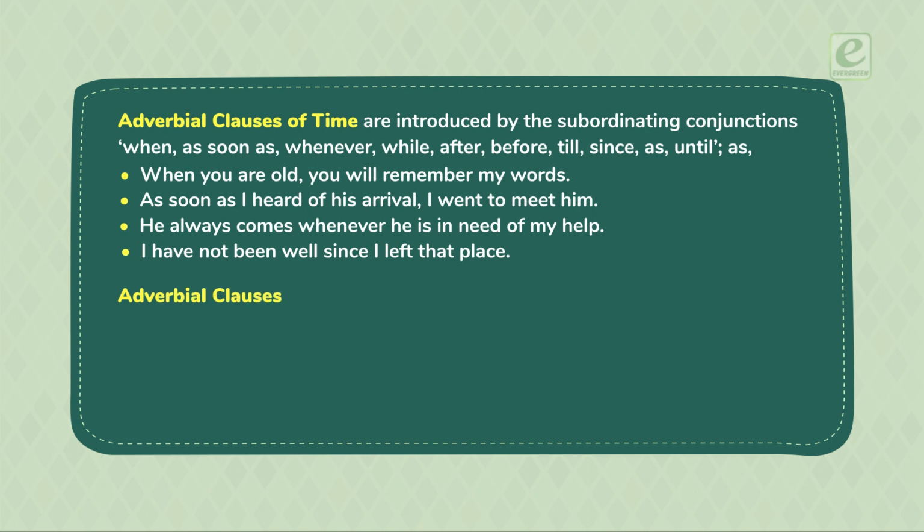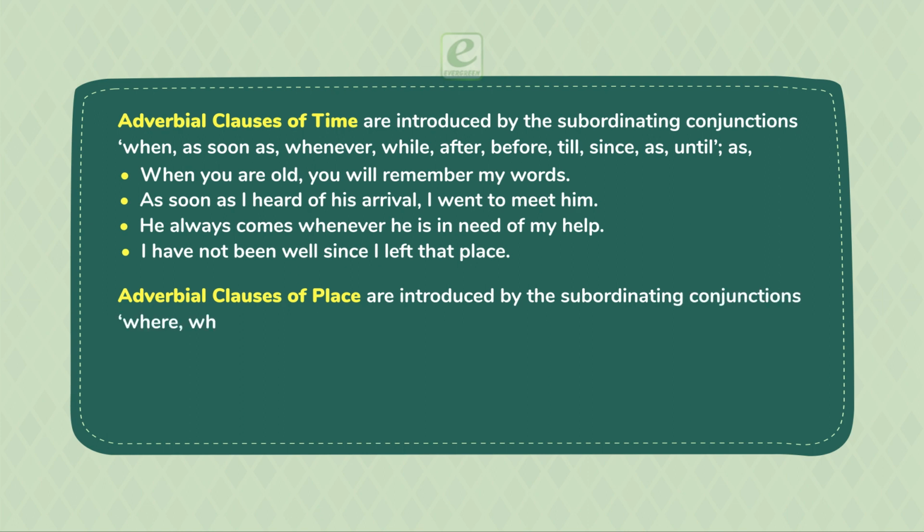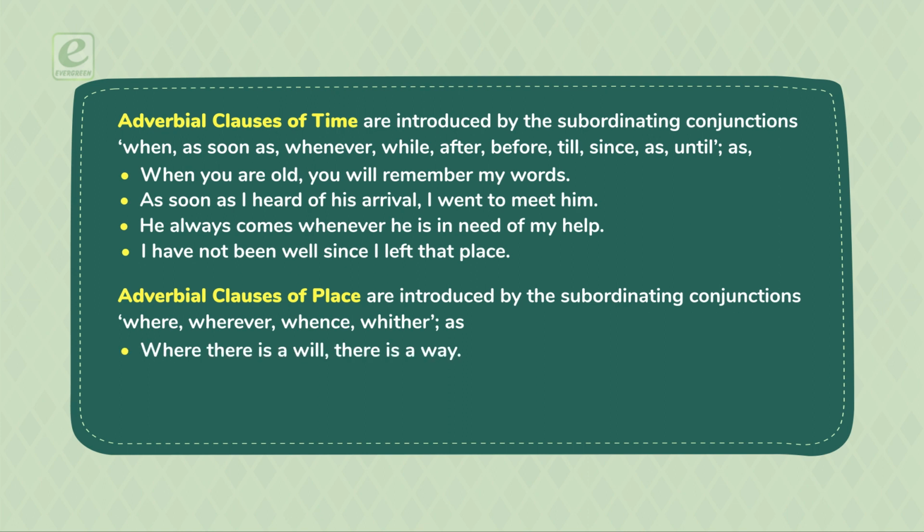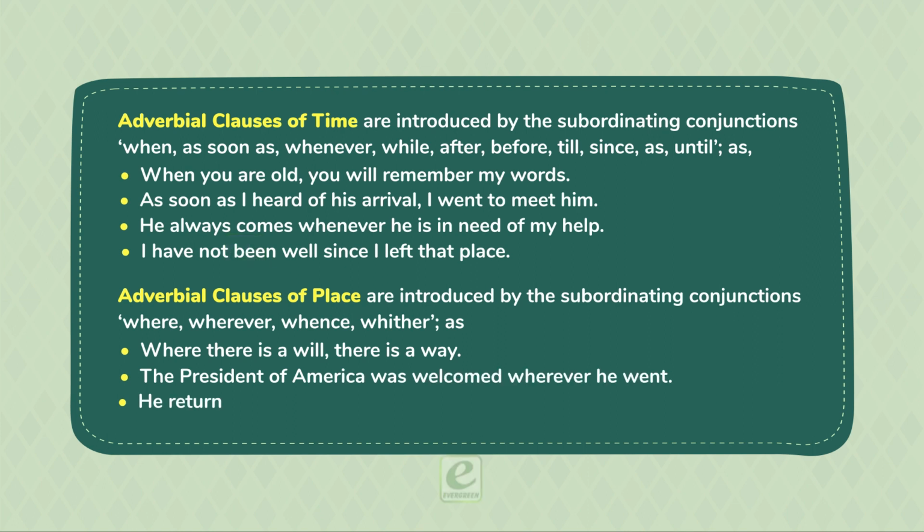Adverbial clauses of place are introduced by the subordinating conjunctions where, wherever, whence, whither, as: Where there is a will, there is a way. The President of America was welcomed wherever he went. He returned whence, from where, he had come.